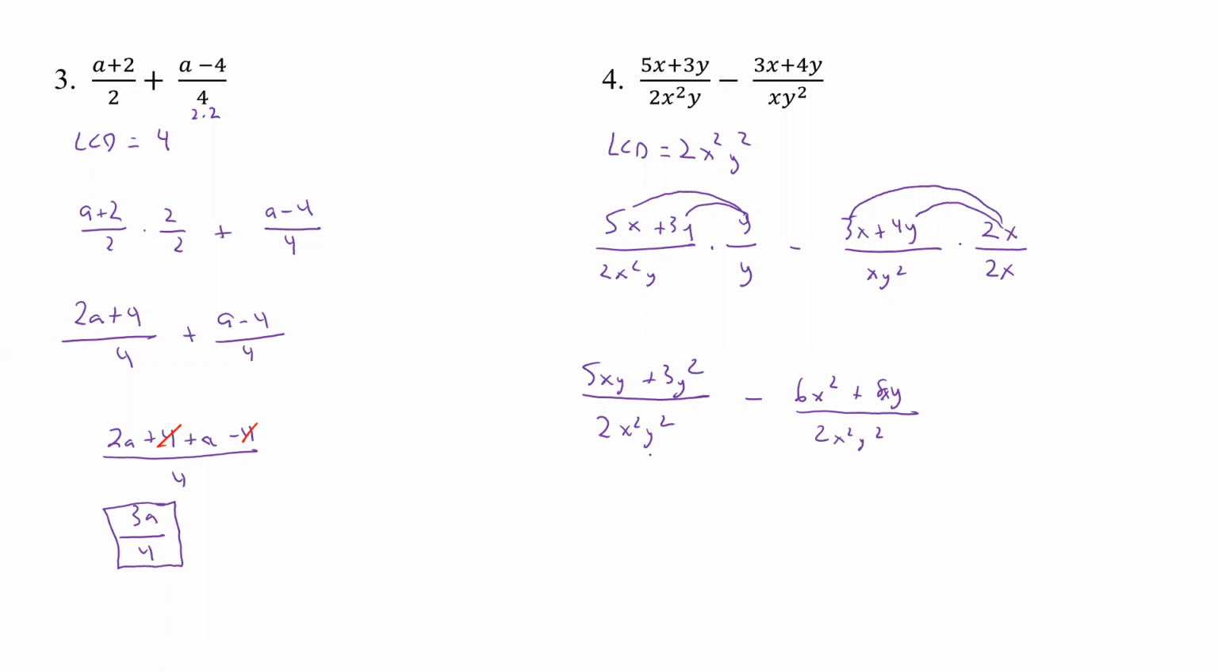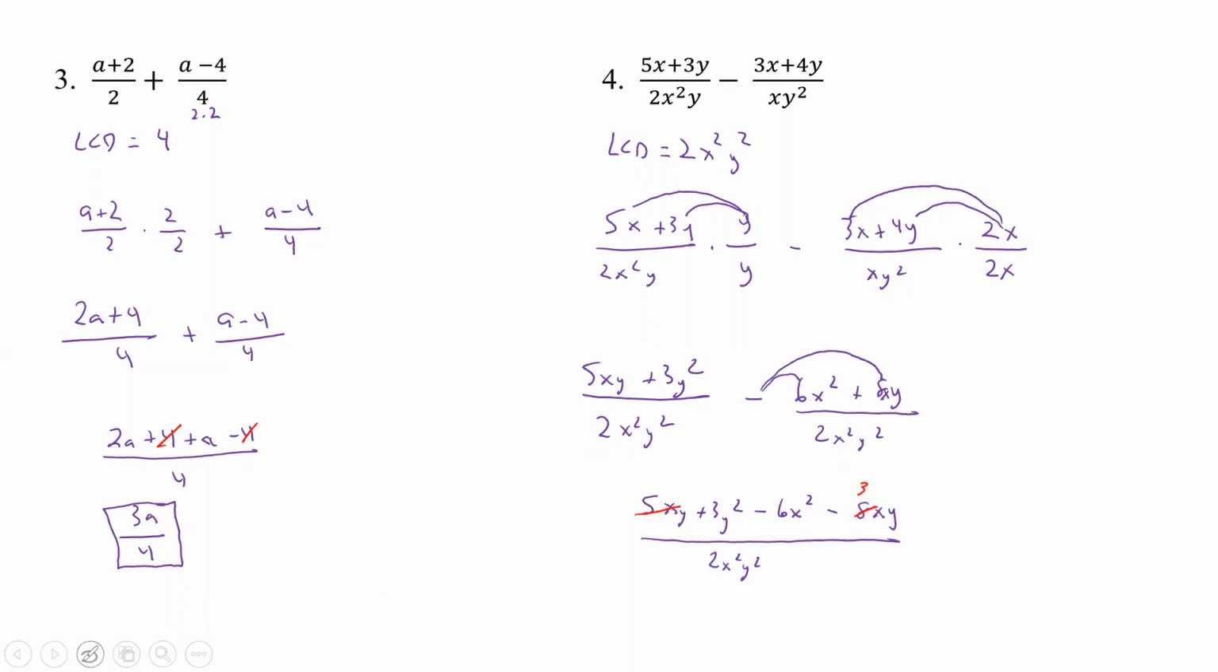All right, so now we have a common denominator, and now we just have to go and subtract across the top. So our numerator now is 5xy plus 3y squared. Now we're subtracting the whole thing, so we have to remember to distribute not only this one, but also that one. And so it's going to be minus 6x squared minus 8xy all over our 2x squared y squared. Okay. So now what do we have? Well, we have 5xy minus 8xy, so those are going to reduce. And so, 5 of those take 8 of those, and we're left with negative 3.